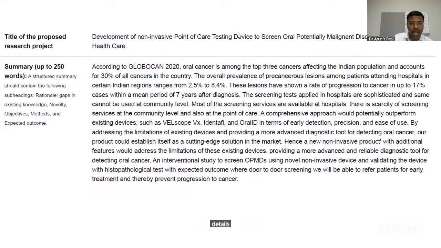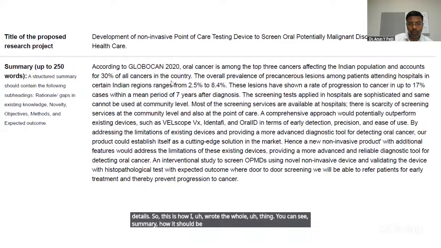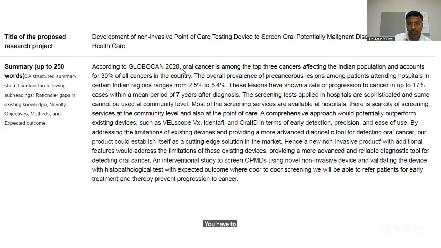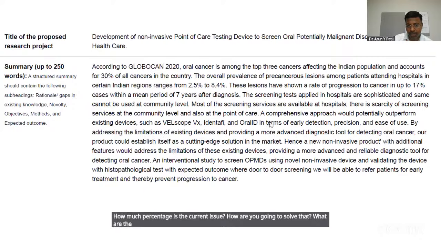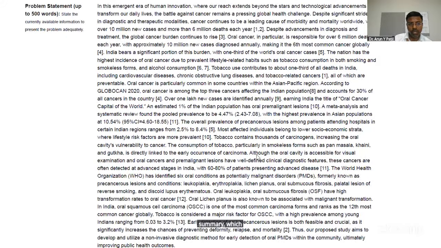So this is how I wrote the whole thing. You can see summary, how it should be less than 250 words. You have to talk in terms of the global perspective and then come down to the statistics. How much percentage is the current issue? How are you going to solve that? What are the products which are available currently? How are you going to solve that? So this should be the overall summary which you have to work out.